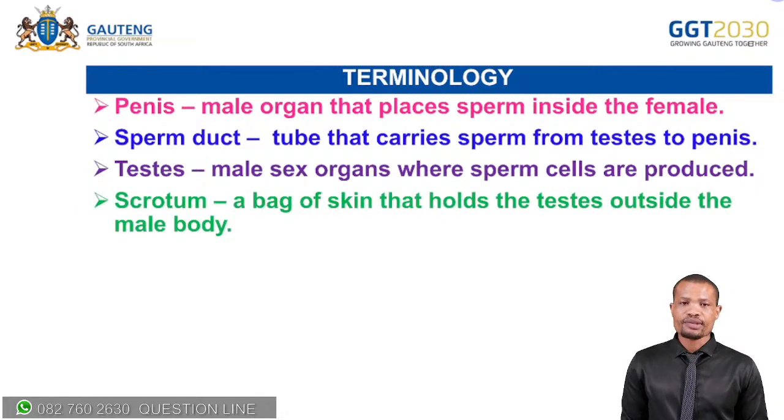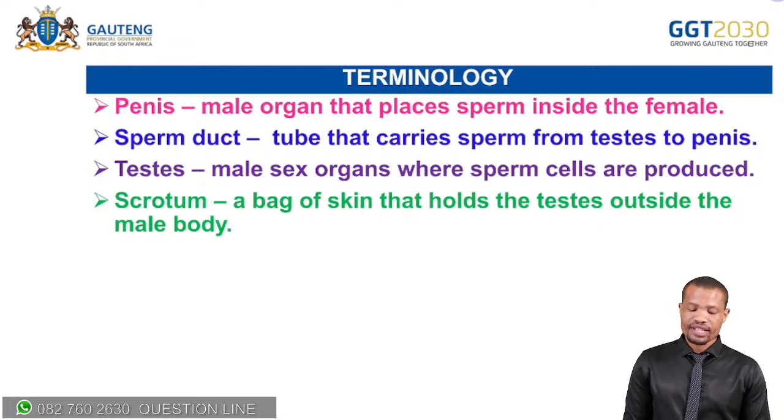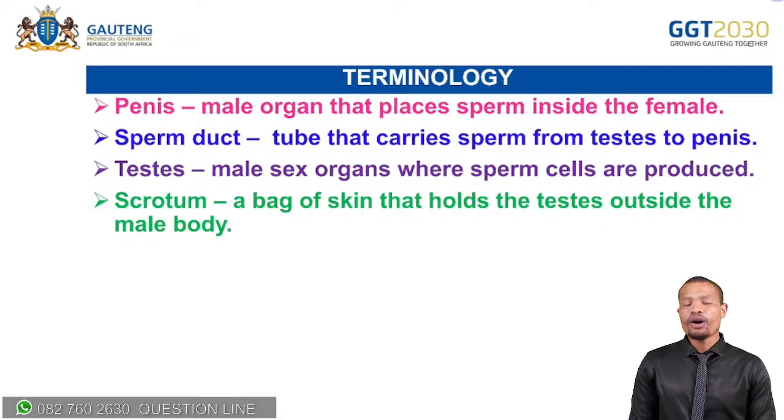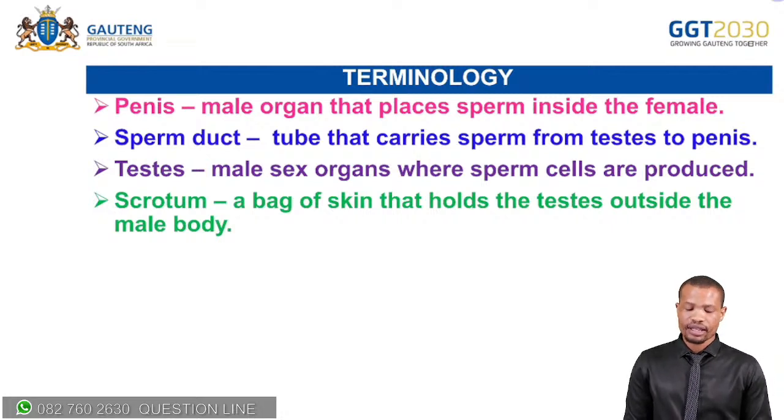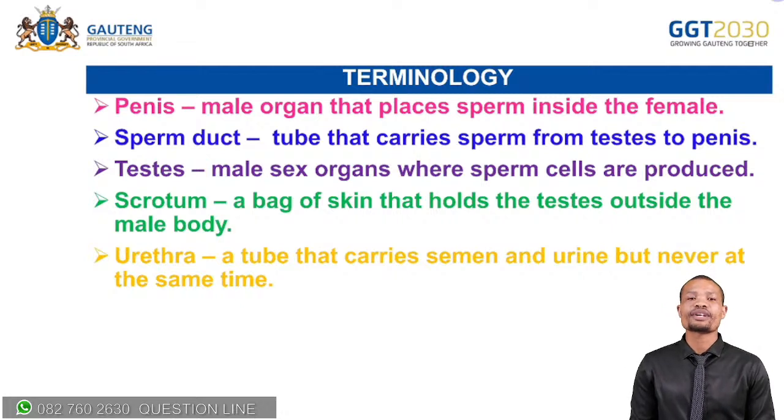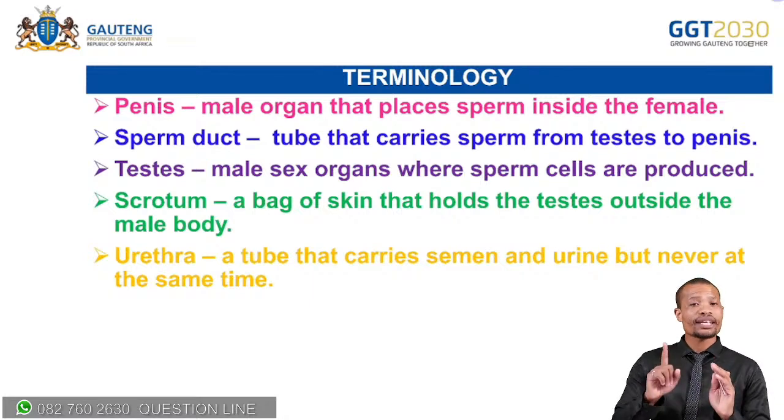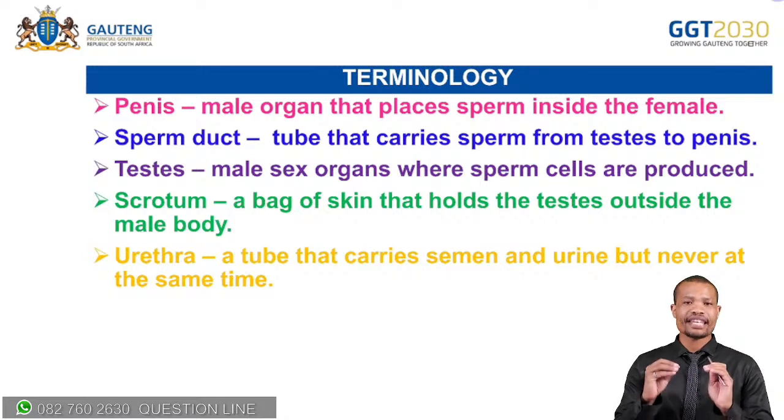Right. The next one is the scrotum. The scrotum is a bag of skin that holds the testes outside of the male body. Right. The next one is the urethra. The urethra is a tube that carries semen and urine, but never at the same time. So it can only carry one at a time, not both at the same time.